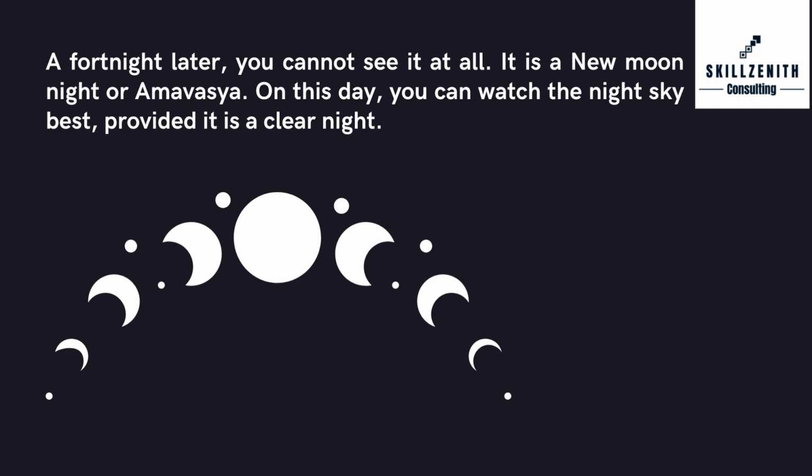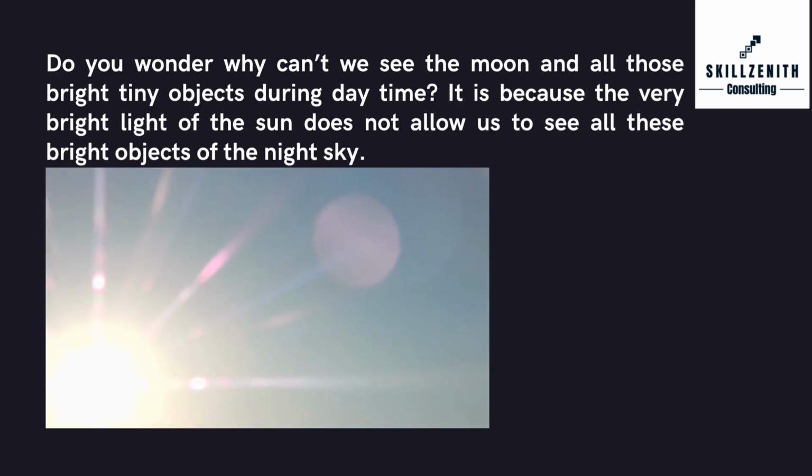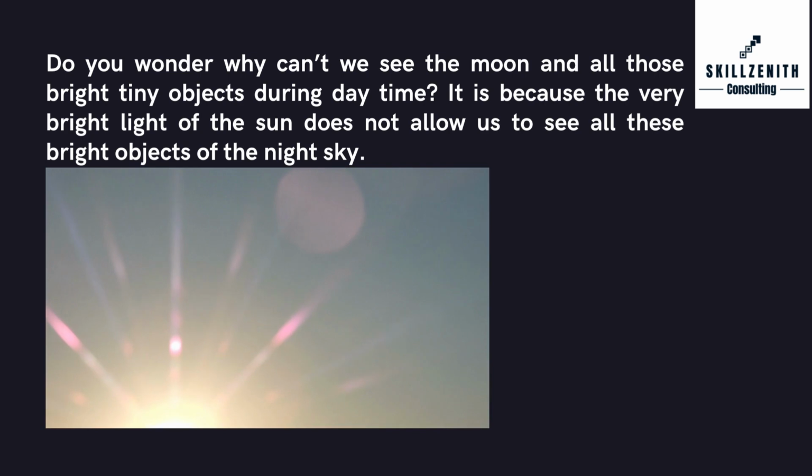A fortnight later, you cannot see it at all, right? So one day you see the full moon, and after a fortnight you cannot even see the moon. That is called new moon night or Amavasya, what we say in Hindi or in India. On this day, you can watch the night sky best, provided it's a clear night. So when you don't have the moon, on the new moon day, you can very clearly see all the other shining objects.